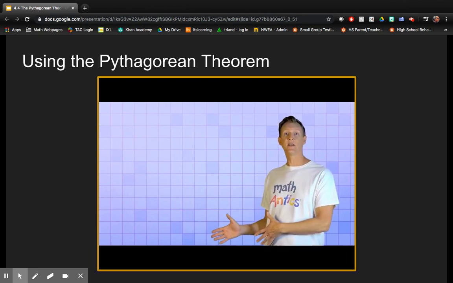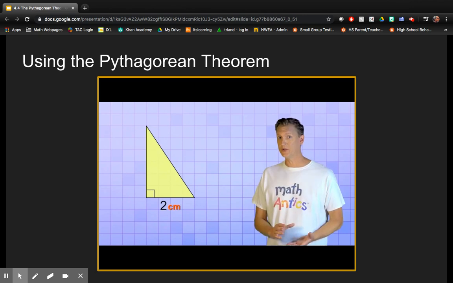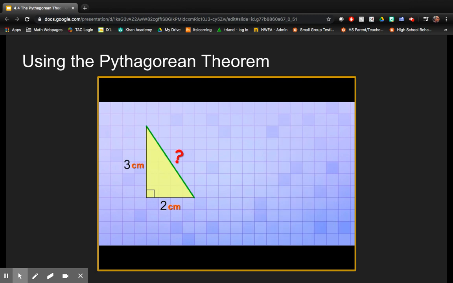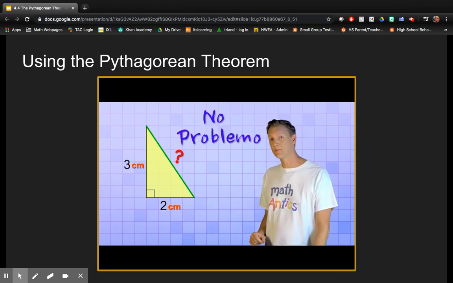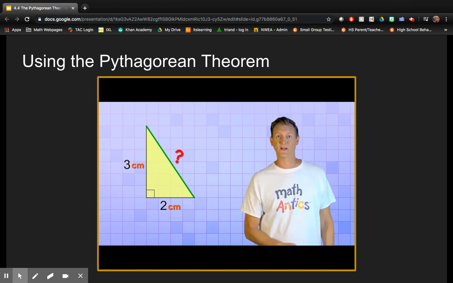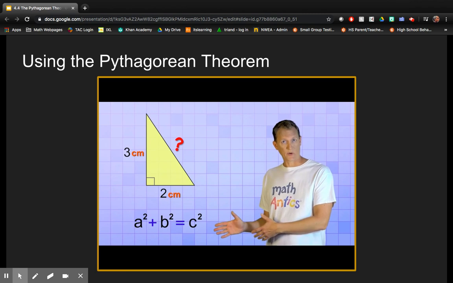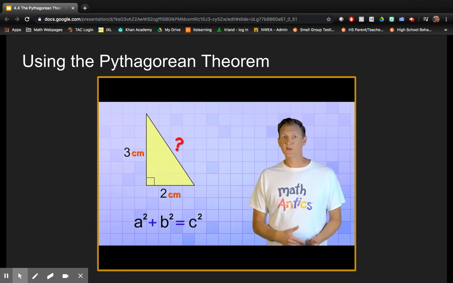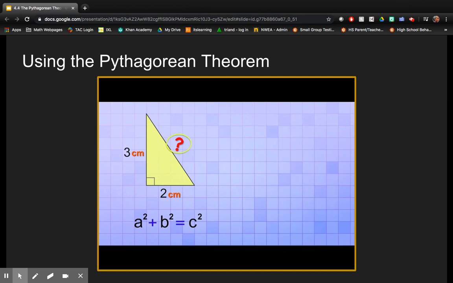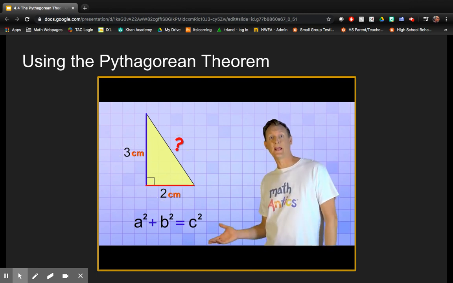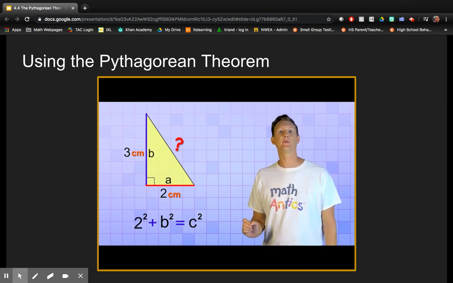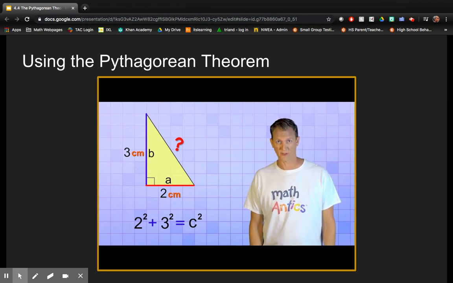For example, imagine that you have a right triangle that's 2 centimeters long on this side and 3 centimeters long on this side, but we don't know how long the hypotenuse is. No problemo. The Pythagorean theorem tells us the relationship between all 3 sides of any right triangle, so we can figure it out. We know that a squared plus b squared equals c squared, so let's plug in what we do know into that equation and then solve it for what we don't know. Again, it doesn't matter which of the 2 legs is called a or b, so let's just label them like this and then substitute 2 for a and 3 for b in the Pythagorean theorem equation.